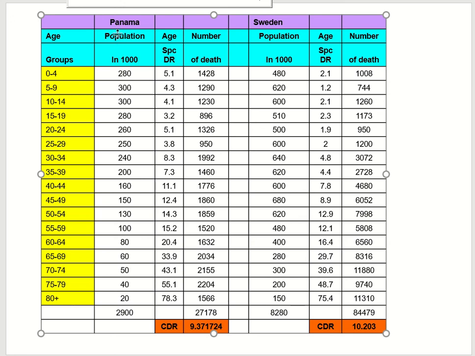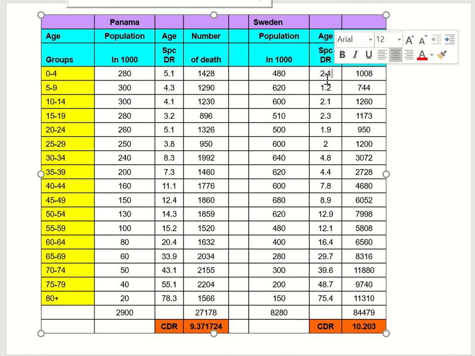Again, the age and population distribution, nothing changed for Panama, nothing changed for Sweden. What you have new here is the age-specific death rate for Panama and the age-specific death rate for Sweden. What I want you to notice is the following. Pick any age group, compare the two, and you will find that it's higher for Panama. Among 0 to 4, it's 5.1 per thousand for Panama, where it's only 2.1 for Sweden.